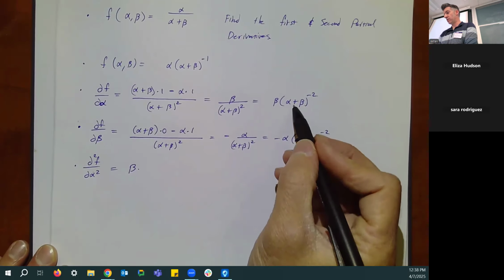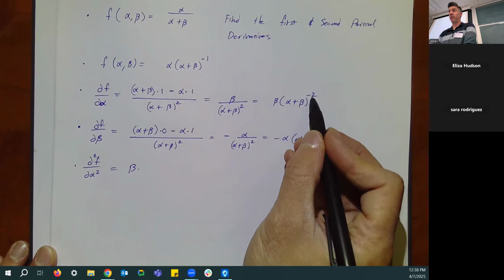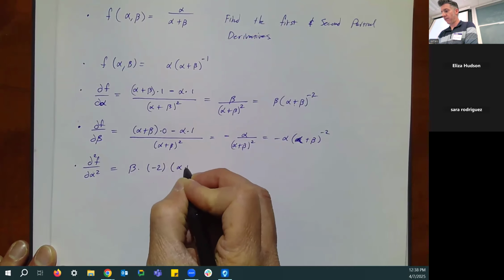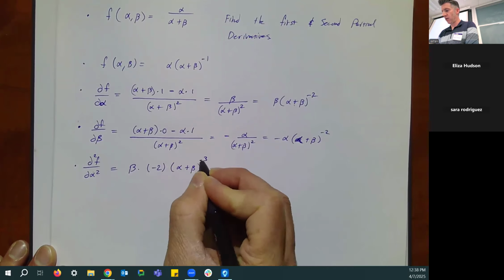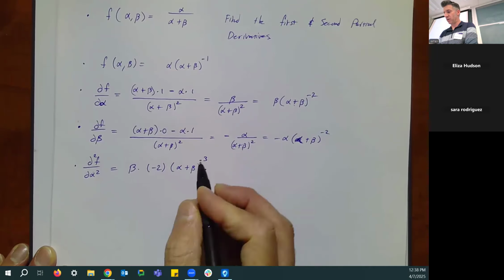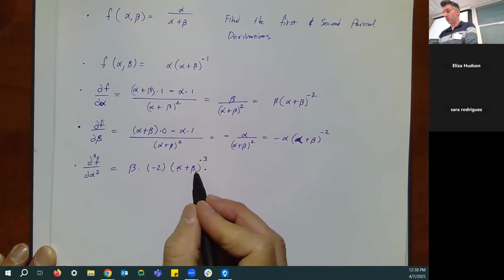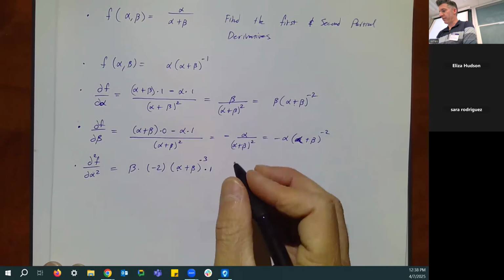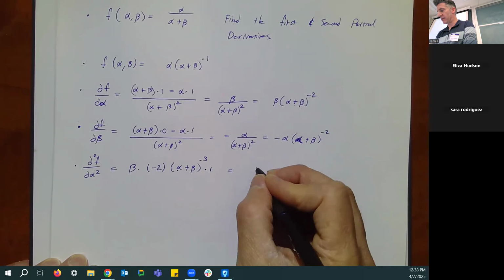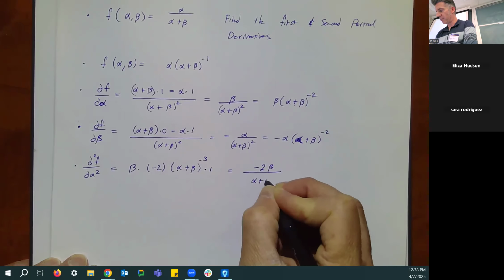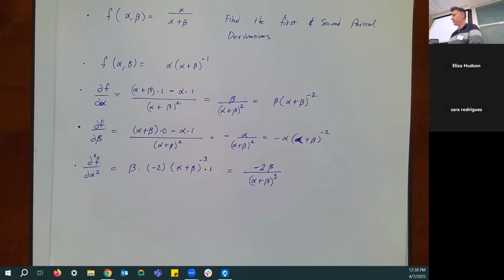And the derivative of some stuff to the -2 power, I'm just going to use the power rule and get -2 times my stuff to the -3rd. I should think about multiplying by the derivative of the inside, but the derivative of the inside is just going to be 1 plus 0. So I don't really need to write that down. And if I wanted to rewrite this in a more convenient way, I'd probably write it as -2 beta divided by alpha plus beta cubed.